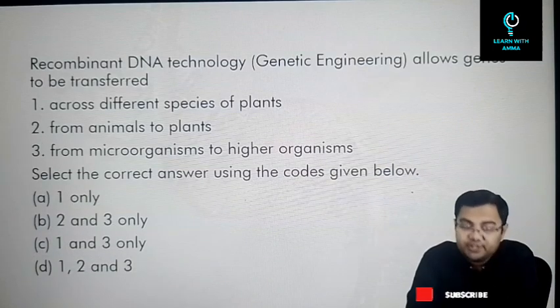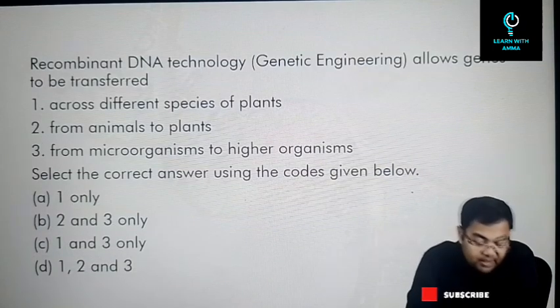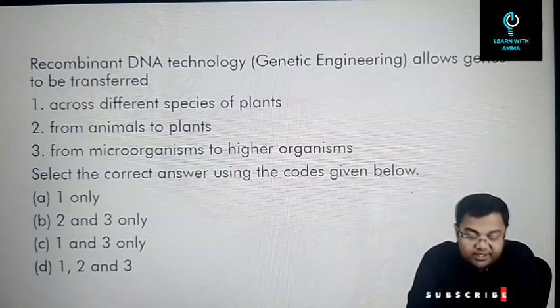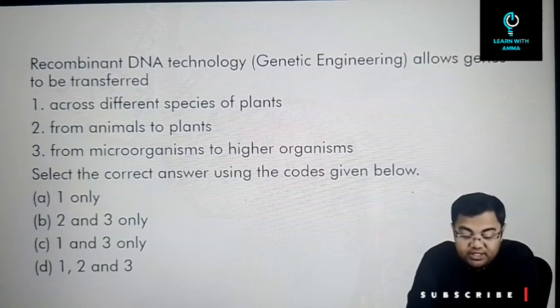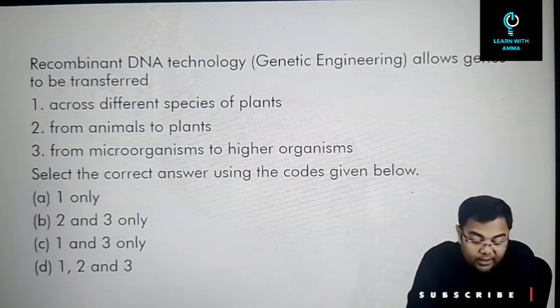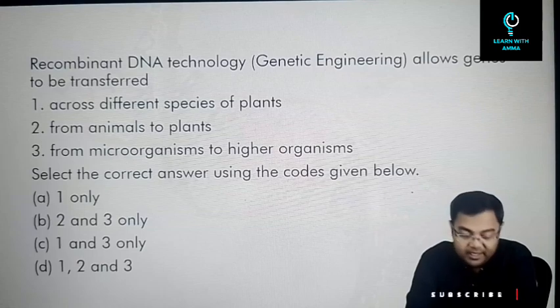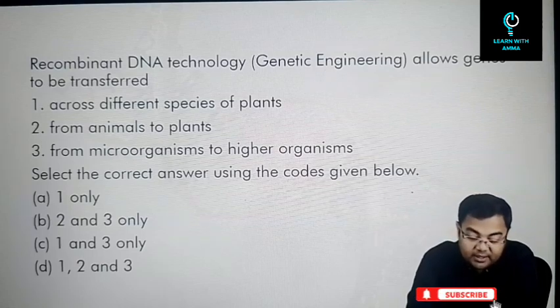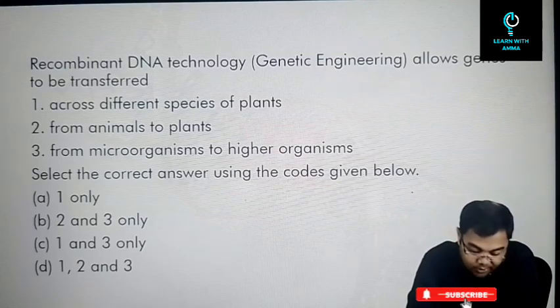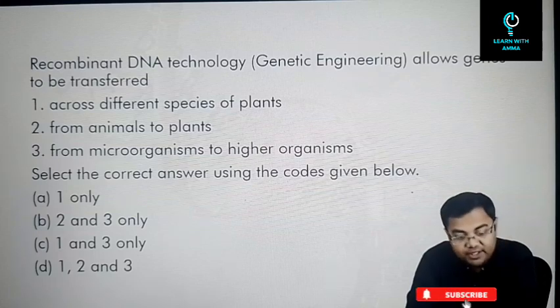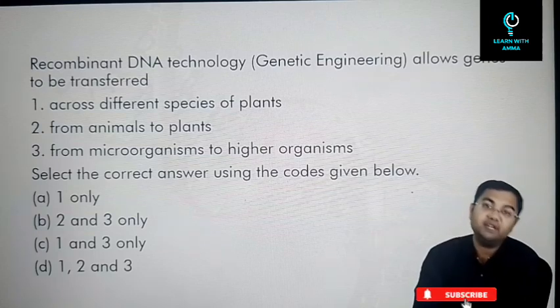Look at this particular question. This was asked in your prelims examination. Recombinant DNA technology or genetic engineering allows genes to be transferred: 1. Across different species of plants. 2. From animals to plants. 3. From microorganisms to higher organisms. Select the correct answer using the codes given below: 1 only, 2 and 3 only, 1 and 3 only, and 1, 2 and 3.